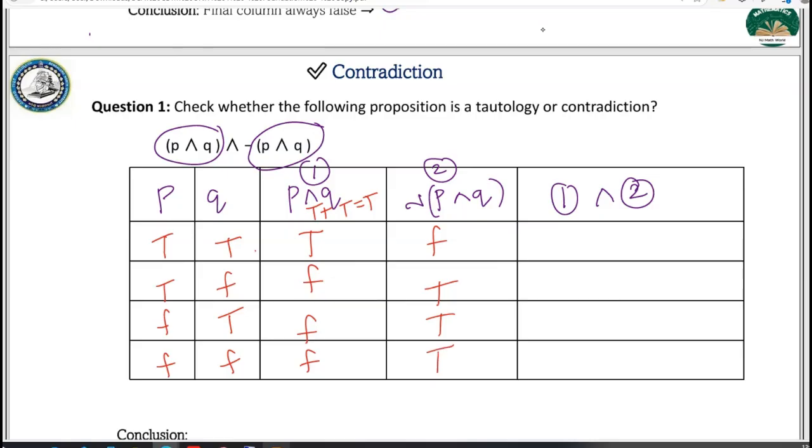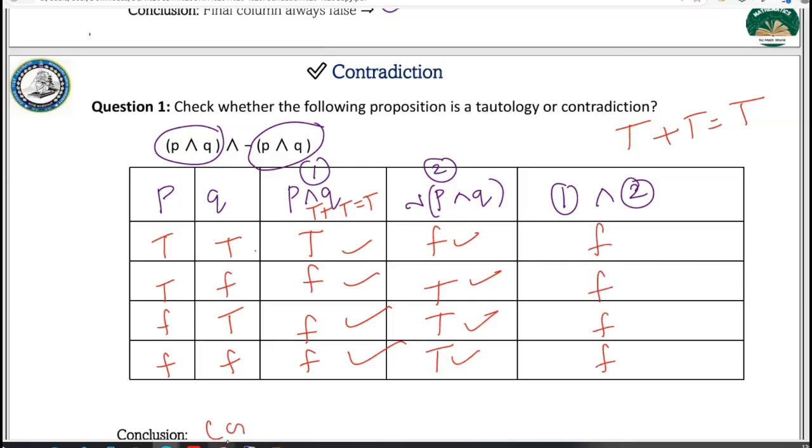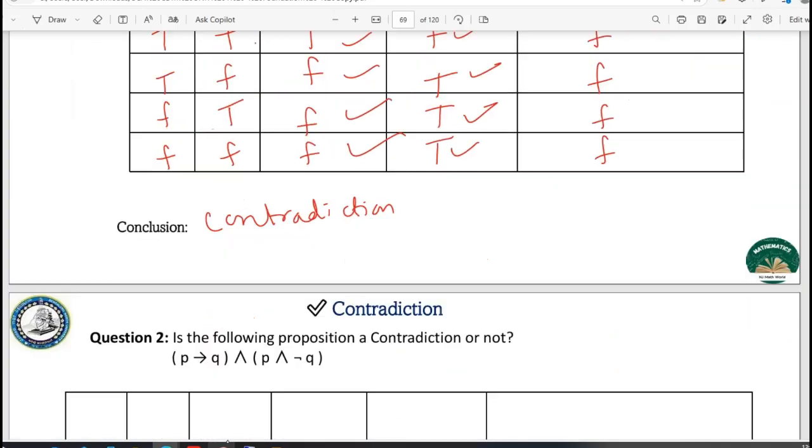Now we will check for and. What is and? And says if both are T, the value will be T. So here we'll just check. We have T and T, no. We have T and T, no. We have T and T, no. So all these values are false. Therefore, it is a contradiction. Yes.